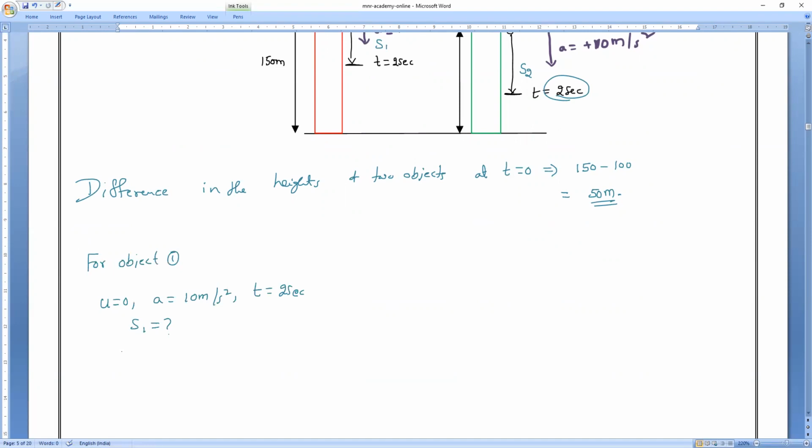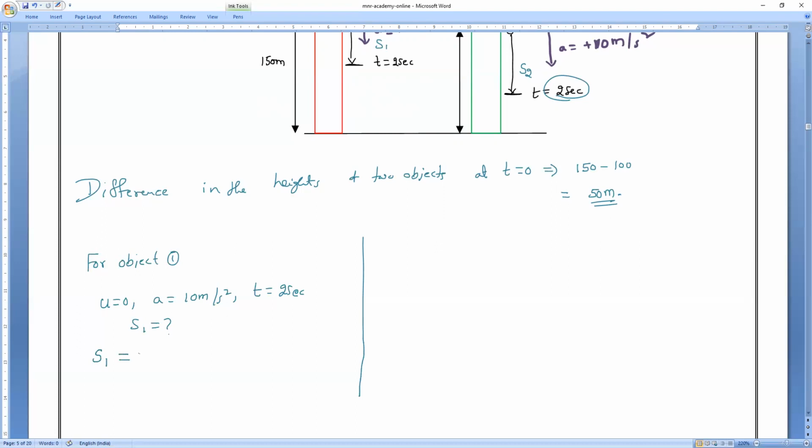Clear? So can you tell me what is the formula we'll use? Within 2 seconds, what is the distance covered by the body? Which formula? Distance covered by object 1 in 2 seconds. Based upon the given data, tell me. I want to find distance covered by a body. ut plus half at square.